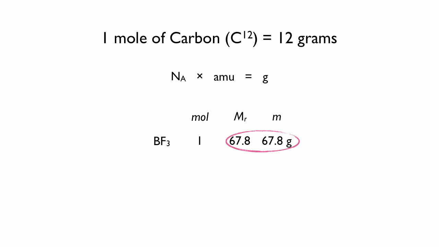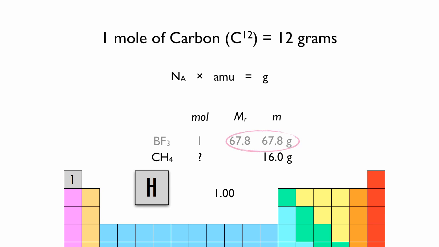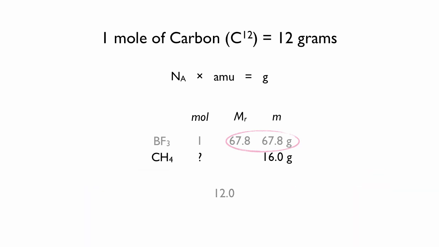How about if we go the other direction? Let's use methane. We have 16 grams. How many moles is that? We go back to the table. Hydrogen is 1 AMU, carbon is 12, so that makes 16 again. So, since it's the same number in grams as in AMU, that's 1 mole.